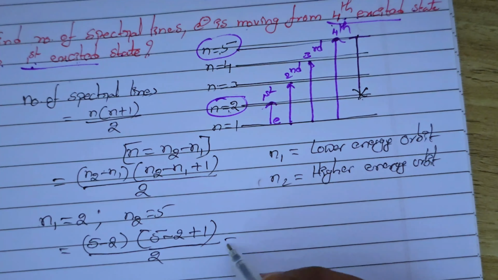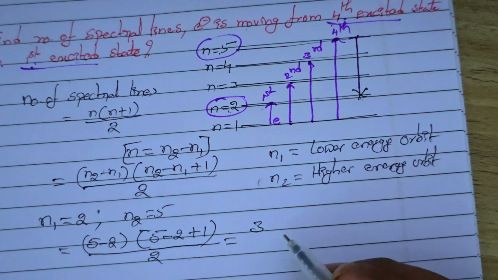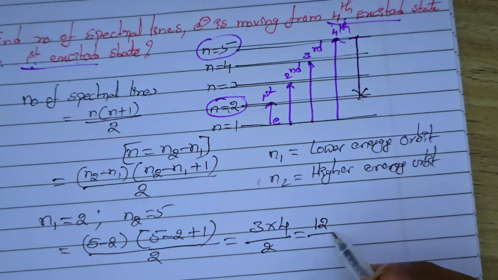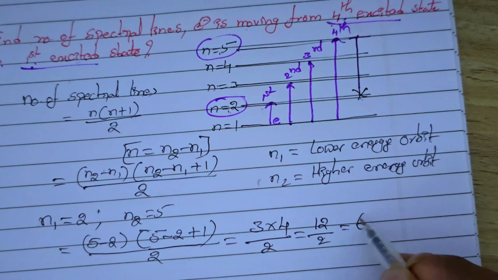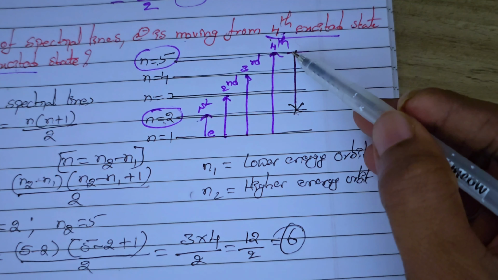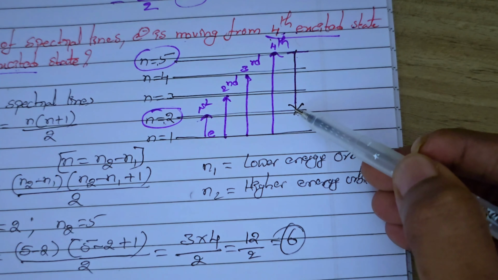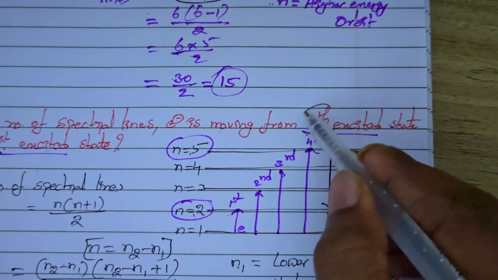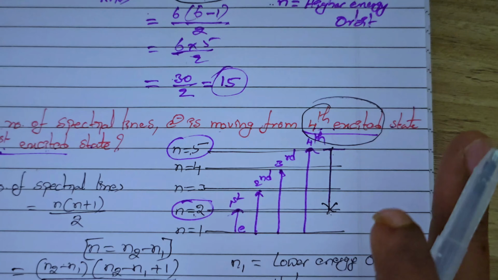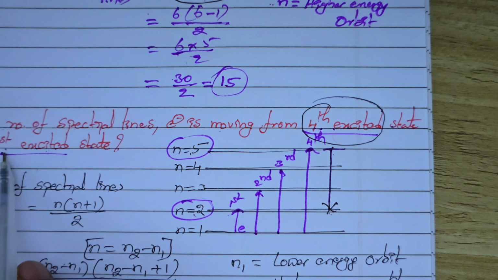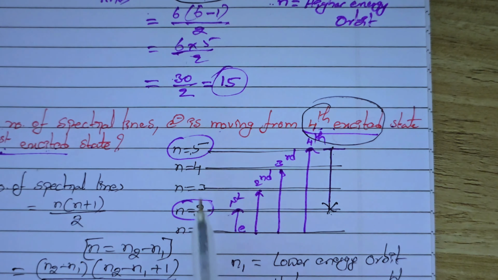Now 5 minus 2 is 3. 3 plus 1 is 4, so 3 into 4 by 2. So 12 by 2, that is 6. So that is the number of spectral lines if the electron is coming from the 4th excited state to the 1st excited state. Remember students, 4th excited state means not the 4th orbit. 4th excited state means the 5th orbit, and the 1st excited state means the 2nd orbit.